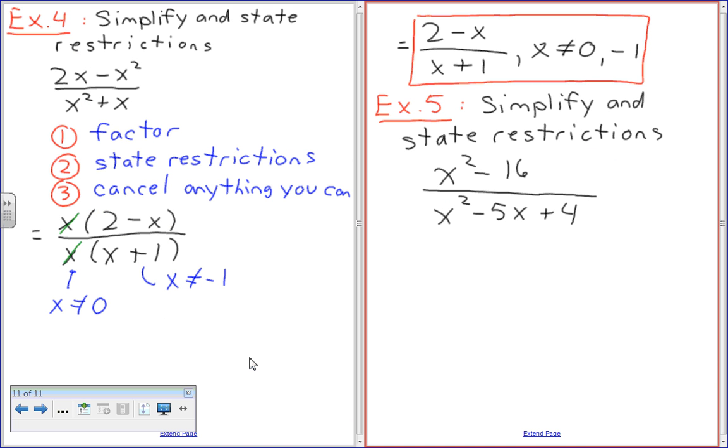Colton, show your factoring skills, please. Go ahead. So it's x minus 4. Yeah. Very good.